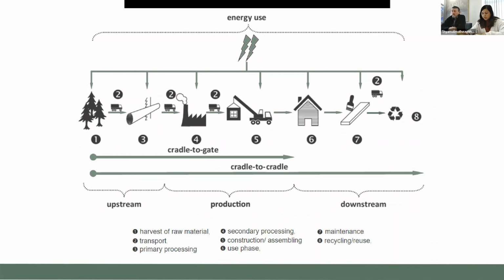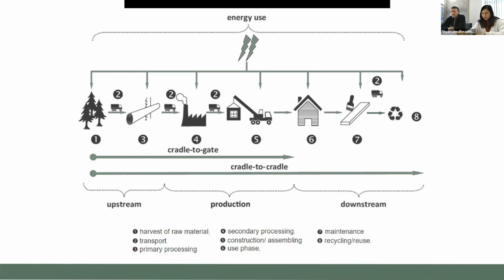Cradle to gate is a term used to describe the life cycle assessment of a product from its creation to the point at which it leaves the factory gate. This type of analysis focuses on the environmental impact of the production process, including the extraction of raw materials, manufacturing, packaging, and transportation to the distribution center. The goal of cradle to gate analysis is to identify areas of the production process that have the greatest environmental impact and to find ways to reduce the impact.